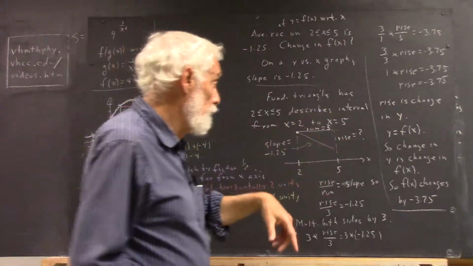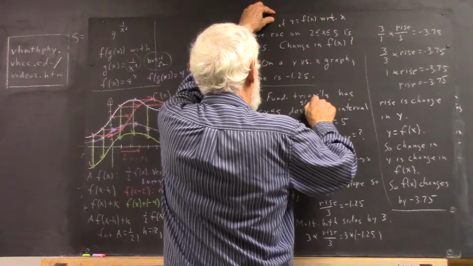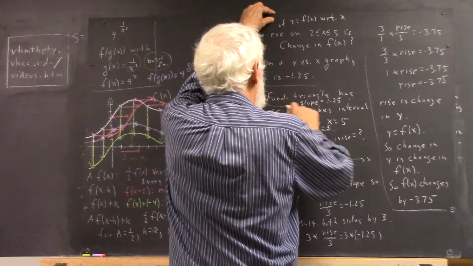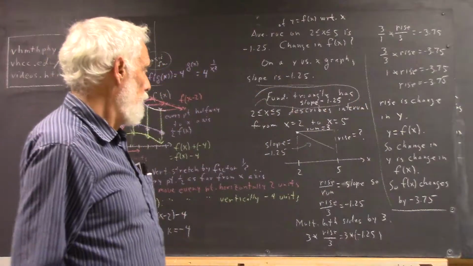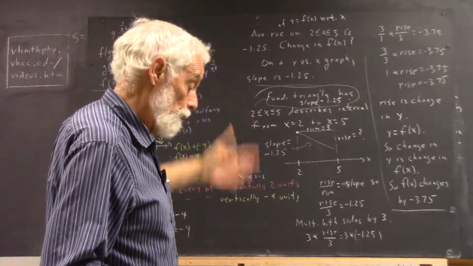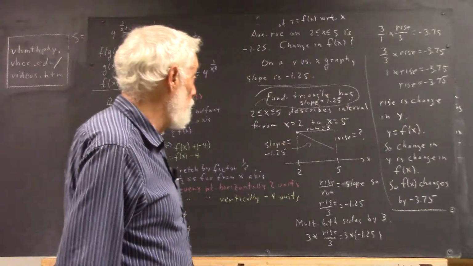It looks like I didn't finish my statement. Has slope negative 1.25. I think it's because a question came up, and a conspiracy of the class to distract me. You don't have to do that. I'll do it myself. Okay, fundamental triangle has a slope of negative 1.25.